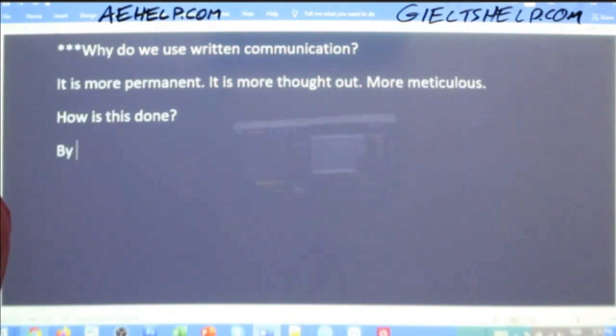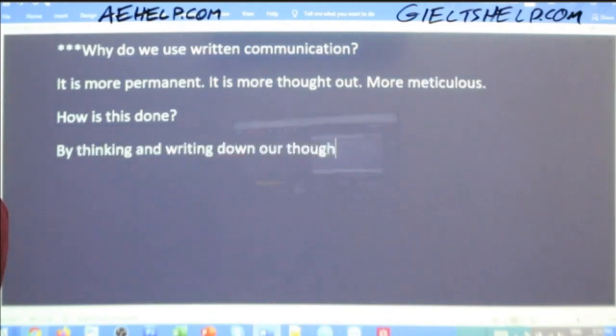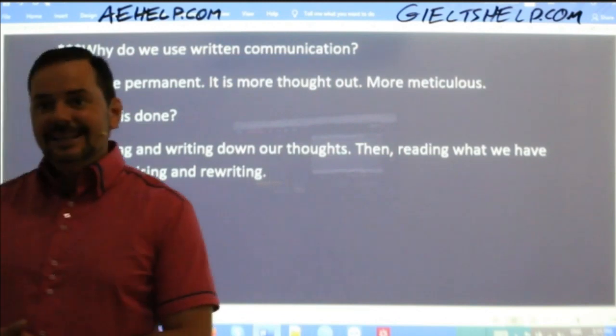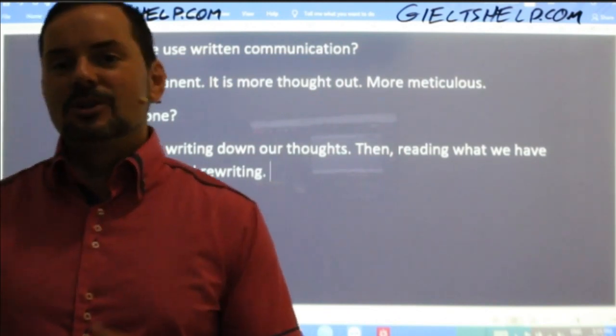By thinking and writing down our thoughts, then reading what we have written, revising, and rewriting. Okay, so ideally, that's what you're doing, okay?